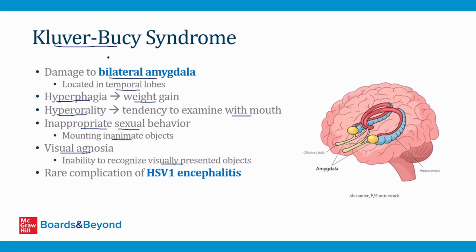And so to get Kluver-Bucy syndrome, you need damage to both the left and the right amygdala. So this usually doesn't happen from things like a stroke or a tumor. One thing that has been well described as causing this is HSV-1 encephalitis. Herpes simplex virus 1, which I talk about in the infectious disease section, can cause encephalitis, and it often involves the temporal lobes, and so it can cause damage to the bilateral amygdala, leading to this syndrome.